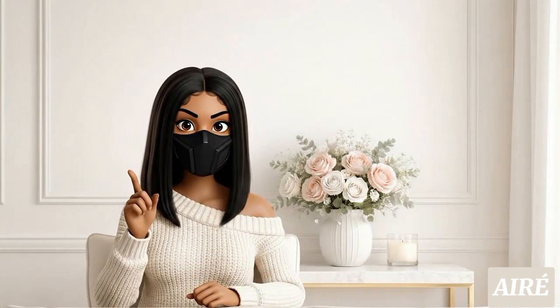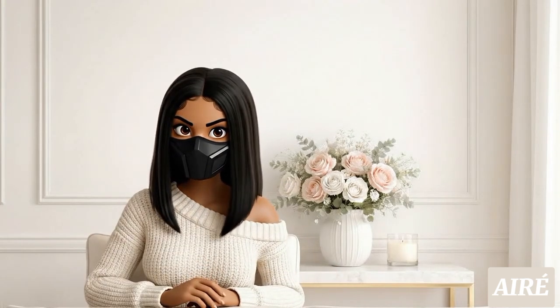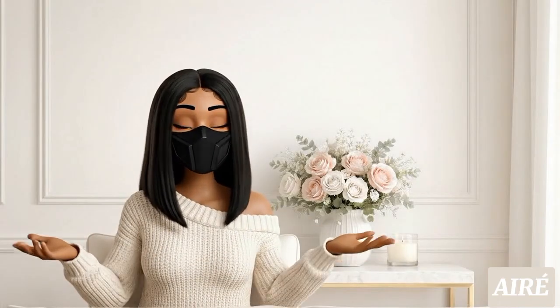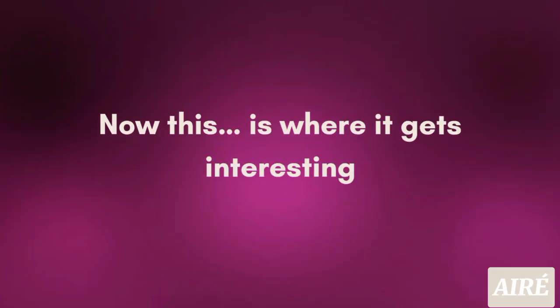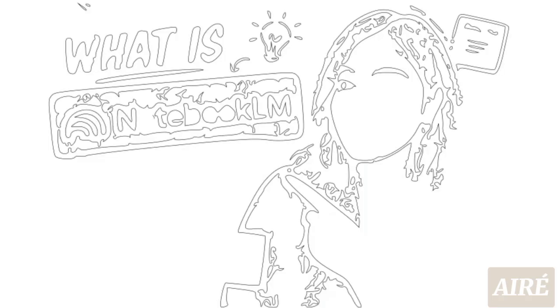What if you could describe your exact thumbnail layout to AI? Have it sketch the idea for you, and then use that sketch as the blueprint for your final thumbnail? That's exactly what we're doing in level 3. Now, this is where it gets interesting. Level 3 is for when you already know exactly what you want your thumbnail to look like, but you can't design it. That was me.